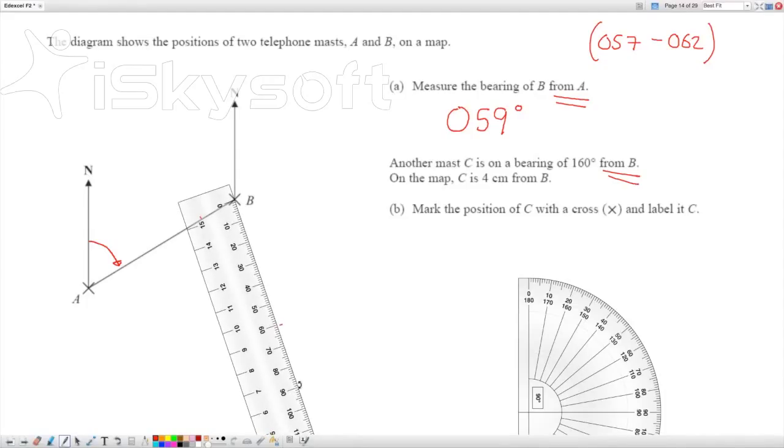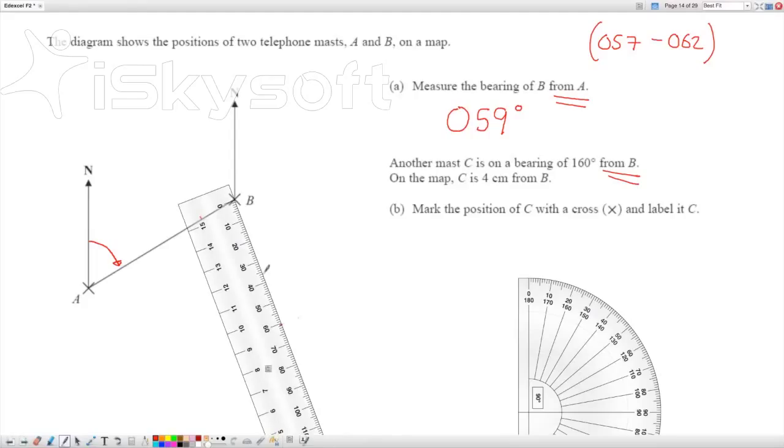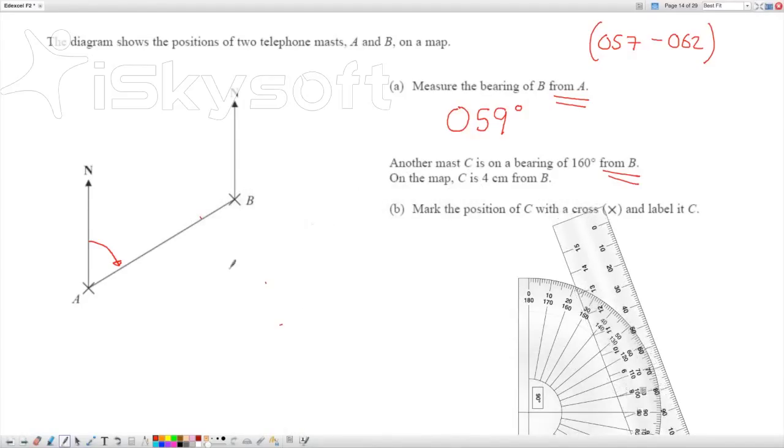to 4 centimetres. Again, here I'm in millimetres, so the point is here. Mark, come away. And I've got to mark this point with an X. So here is point C, bearing 160, 4 centimetres away from B. So 2 parts there to that last part of this question.